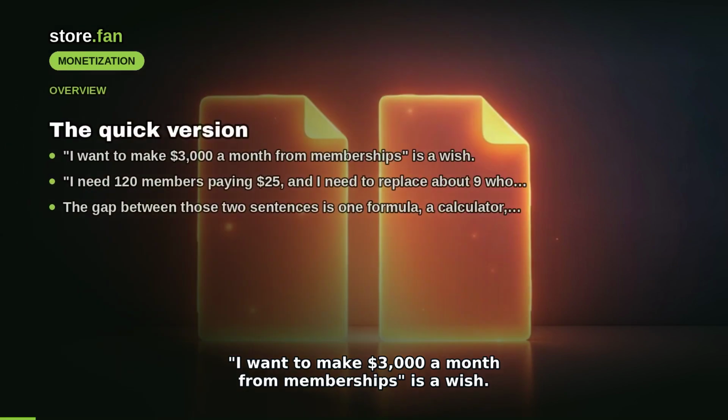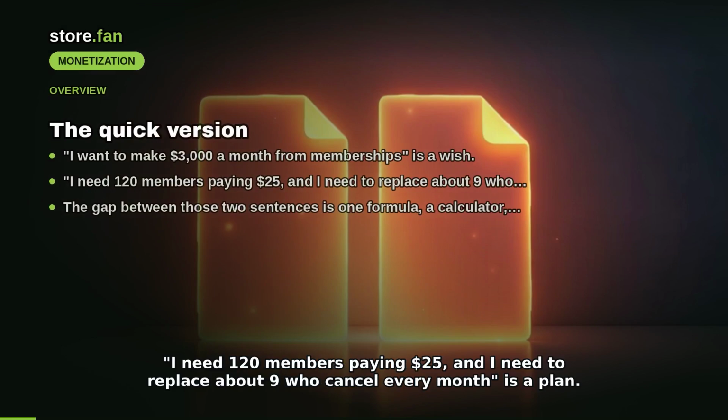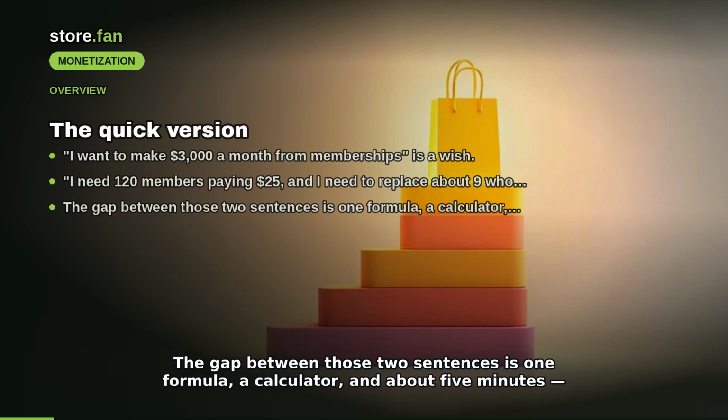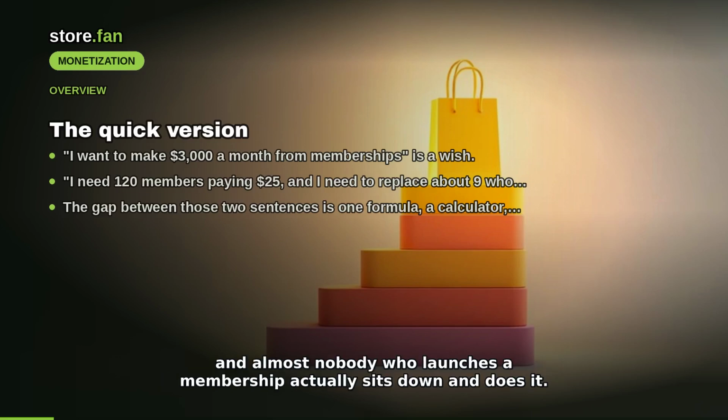"I want to make $3,000 a month from memberships" is a wish. "I need 120 members paying $25, and I need to replace about 9 who cancel every month" is a plan. The gap between those two sentences is one formula, a calculator, and about 5 minutes. And almost nobody who launches a membership actually sits down and does it.